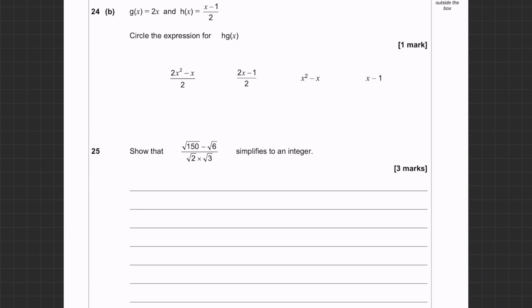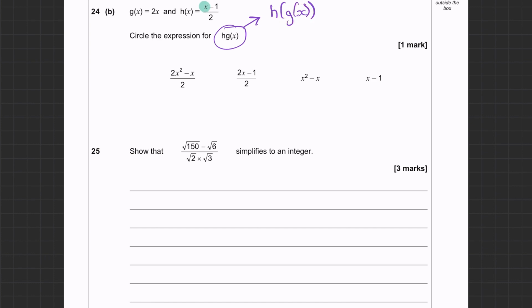B, we've got g of x equals 2x and h of x equals x minus 1 over 2, and we want to circle the expression for h of g of x. Now I don't like how that's written, because I prefer it to be written as h of g of x, meaning we're inputting g of x into h.